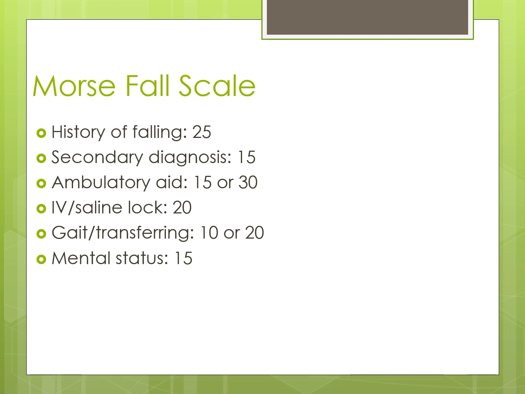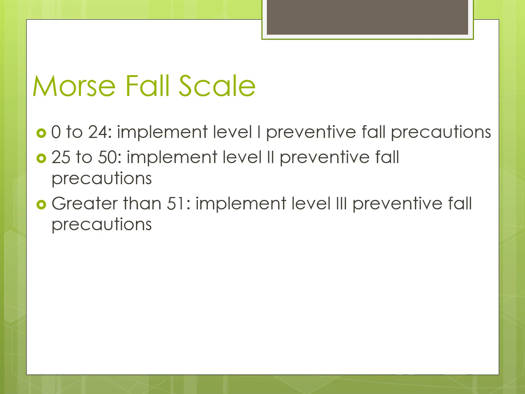The history of falling, you give them a score of 25. Secondary diagnosis, meaning if they're here in the hospital for abdominal pain, but they have a history of hypertension, visual impairment, they've had recent hip surgery, those are secondary diagnoses, and they get a score of 15. Ambulatory aids, they get a 15 or 30. If they have an IV in place, if they have problems with their gait or walking or transferring, they get a 10 or a 20. And then mental status. If they're alert or not alert, they get a score of 15. And that is all in your book, okay?